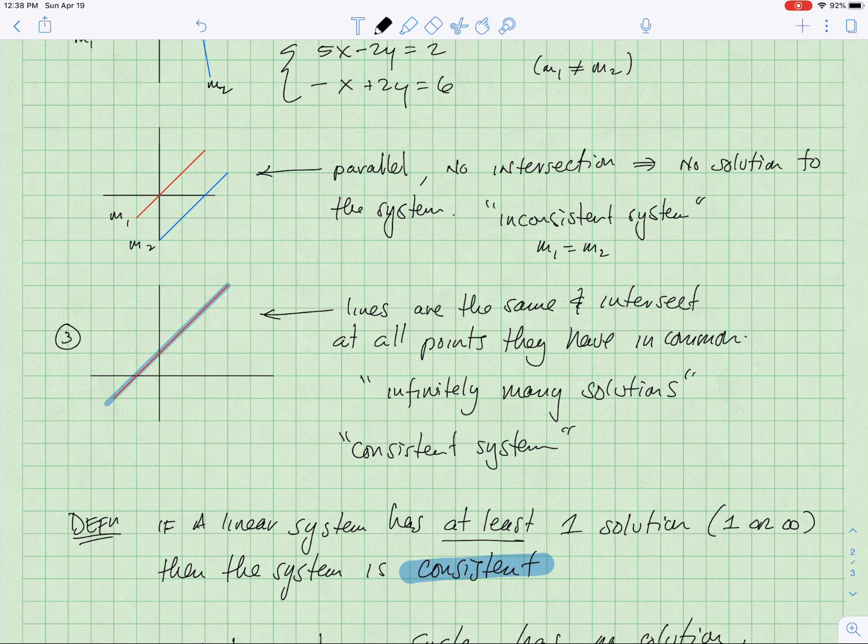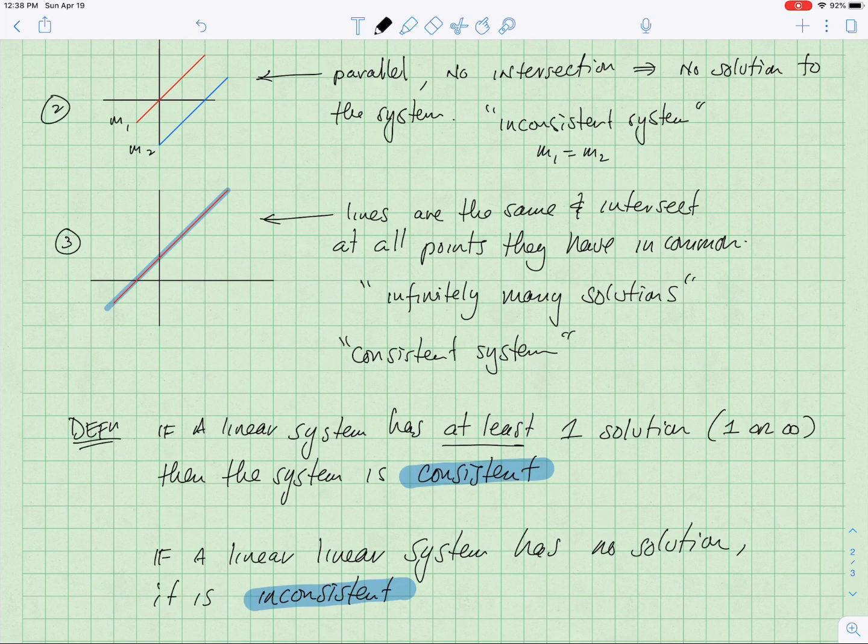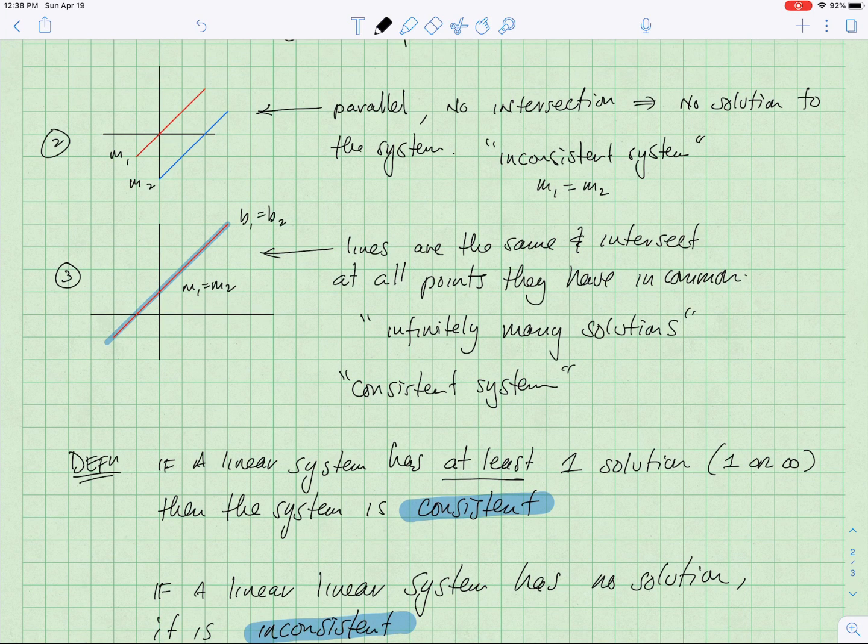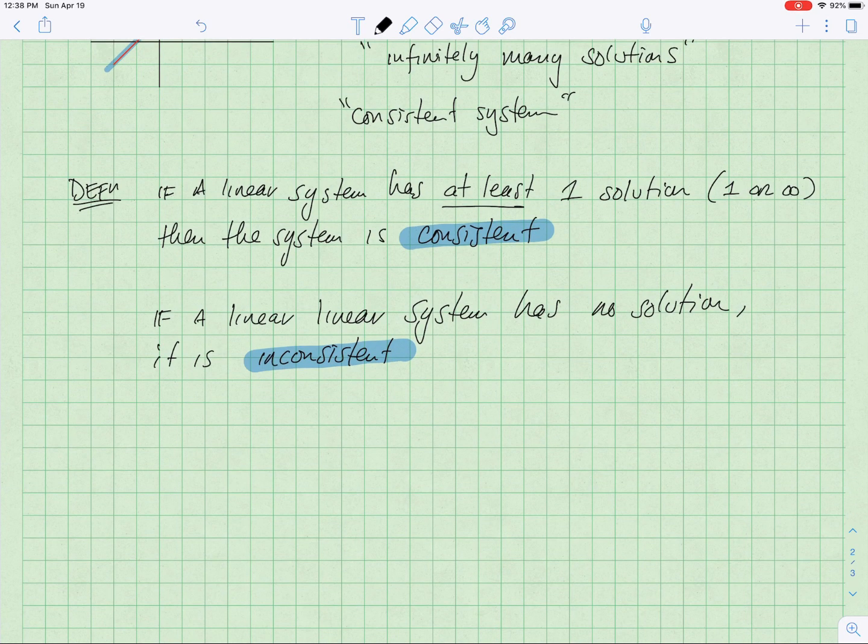But in situation number 3, the lines are also parallel. M1 equals M2. But y-intercept 1 also equals y-intercept 2. And here, intercept 1 and intercept 2 are not equal to one another. So there's two different versions of parallel, and that's where it gets a little bit dicey. So be careful about that. But right now, we just want to be able to classify the system as having no solution or at least one solution, inconsistent or consistent, respectively. I think I said those backwards. So if it's got at least one solution, it's consistent. If it has no solution, it is inconsistent.